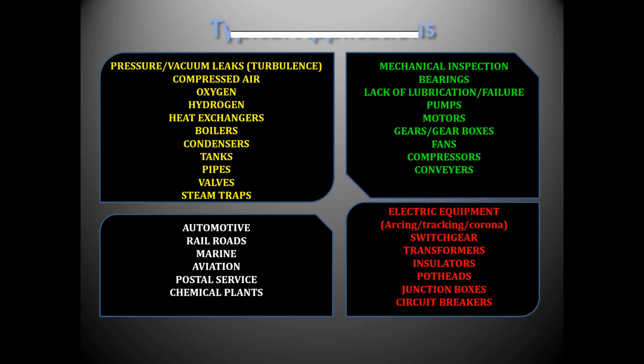And then these are different industries that use the tool. The automotive industry, railroad, aviation, the marine industry, postal service, chemical plants, all use these UE tools to find failures in their plants and find failures of their equipment components.